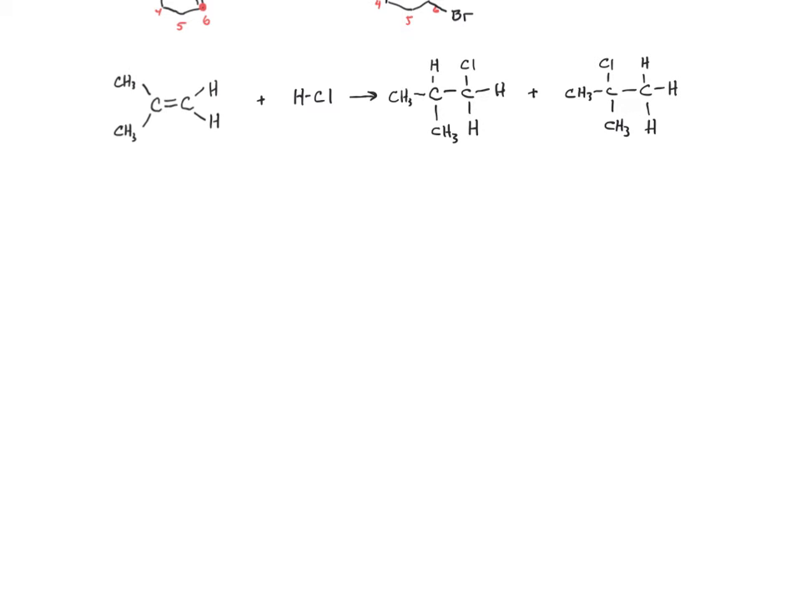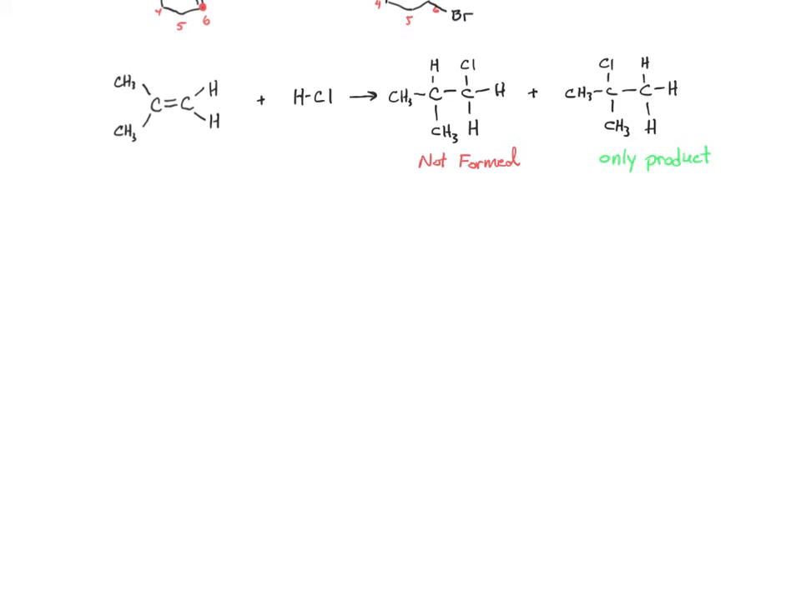this is the product we form. Okay, so you can see that in the product on the left, the H has gone to the carbon that is more substituted. In the product on the right, the H has gone to the carbon that was less substituted, the one that has more hydrogens. And it turns out that the only product that forms is the one on the right. We don't get any of the product on the left.